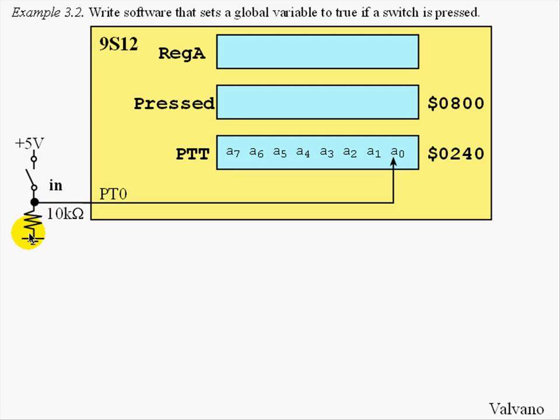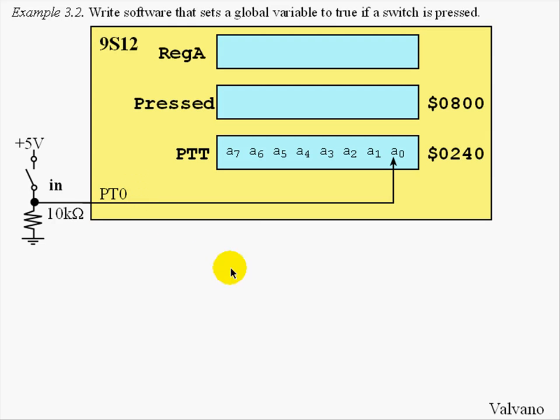We will connect our positive logic switch interface to port T bit 0. Notice that when the switch is not pressed, the input is a logic low. But when the switch is pressed, 0 resistance between the terminals of the switch will cause the input on PT0 to be high. This bit, whether high or low, will show up in port PTT into bit 0 right here. We are done with the hardware.